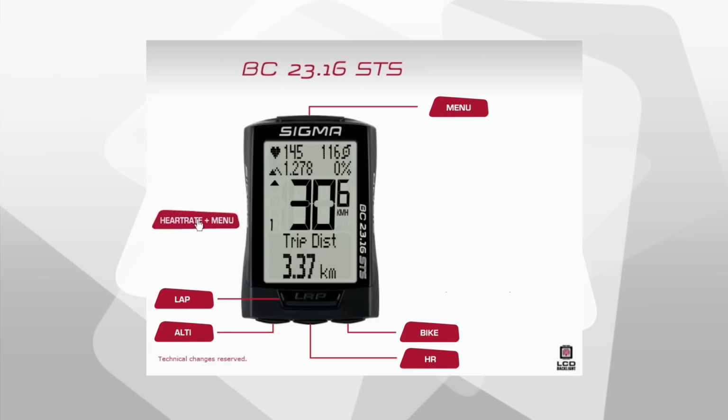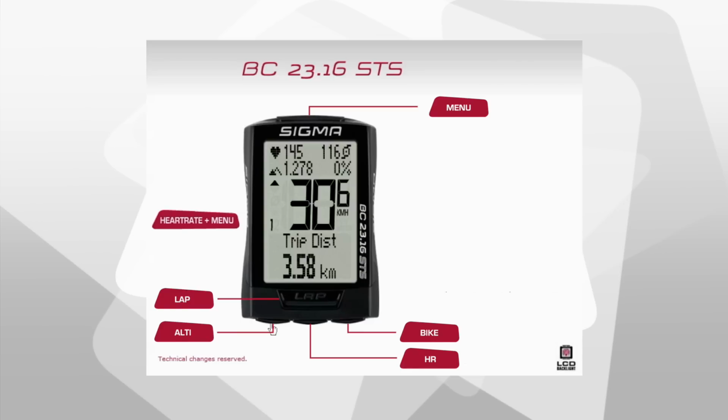You can use the BC23.16 with 2 different bikes and set the wheel circumference for each of these. The computer automatically detects which bike it is attached to and shows this to you by means of a number on the left edge of the display. Use the ALTI, heart rate, and bike buttons to select which value should appear in the bottom display section.